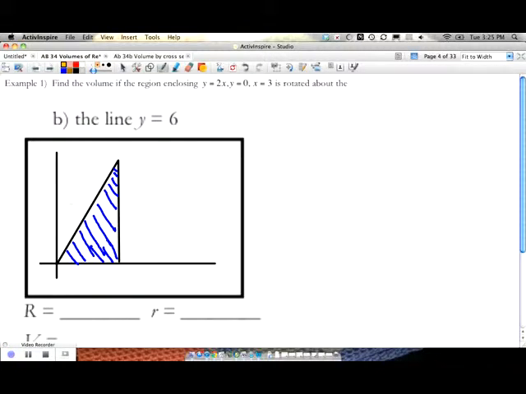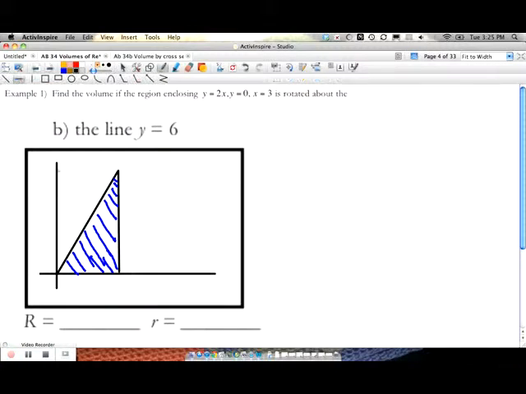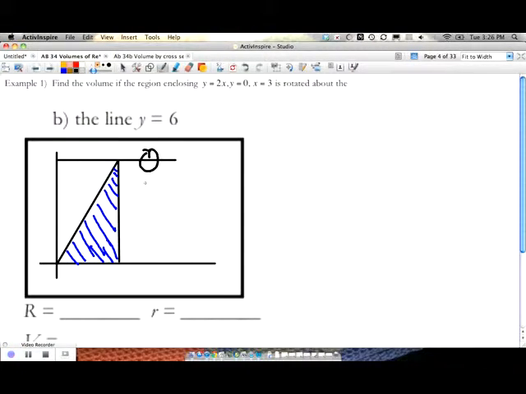But now the difference is this orange area here is actually going to wind up being not used at all, because I'm rotating around the line y equals 6. Now I'm doing a vertical rotation here. My disks are aligned vertically, so that means I still have the dx, and from x equals a to x equals b, but something changes significantly on the inside.